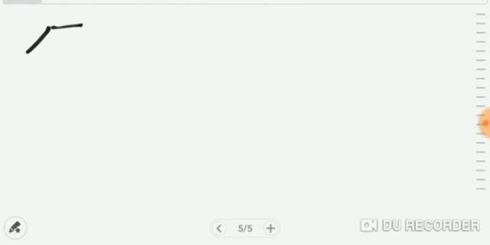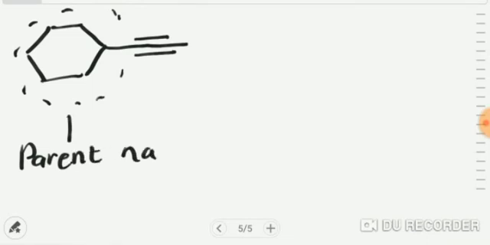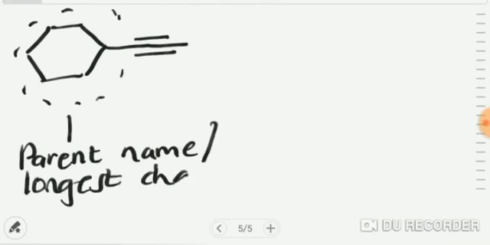As we said, the parent name should always have the longest carbon chain, guys. Let's not forget these rules. You start numbering from the carbon closest to the functional group, right? So in this case, the cyclic hydrocarbon is our parent name since it has the longest carbon chain. And it has 6 carbons, which means it is a cyclic hexane, right?